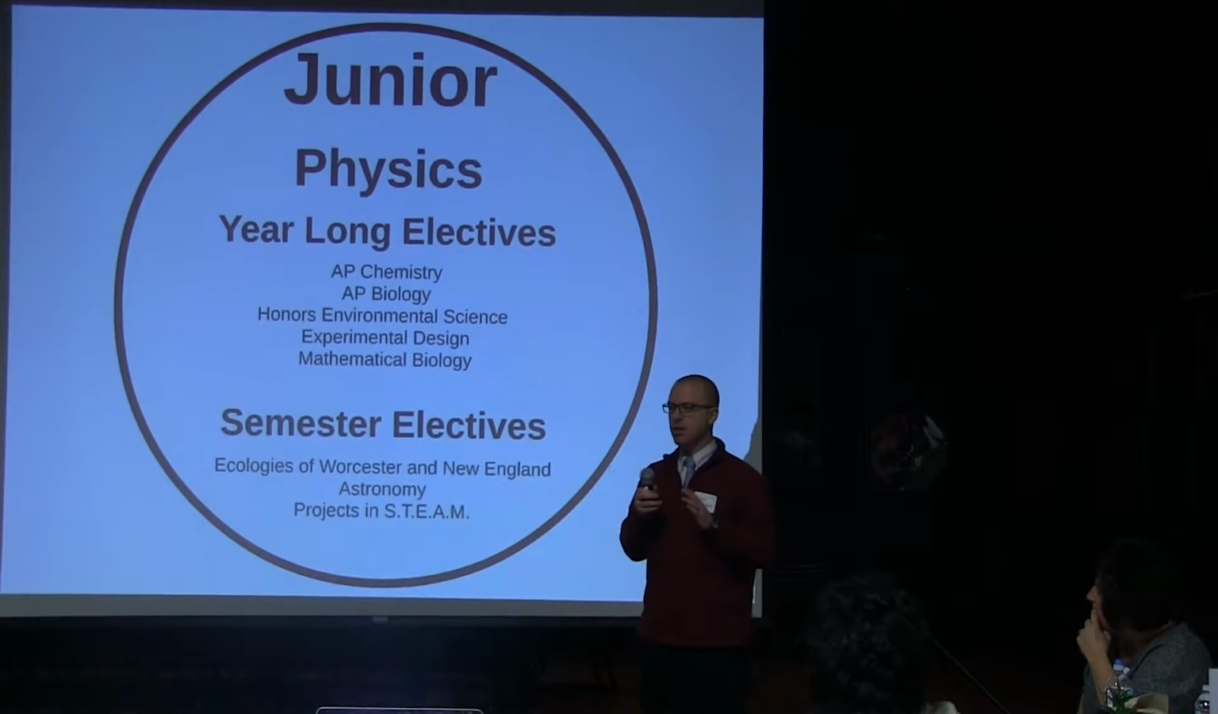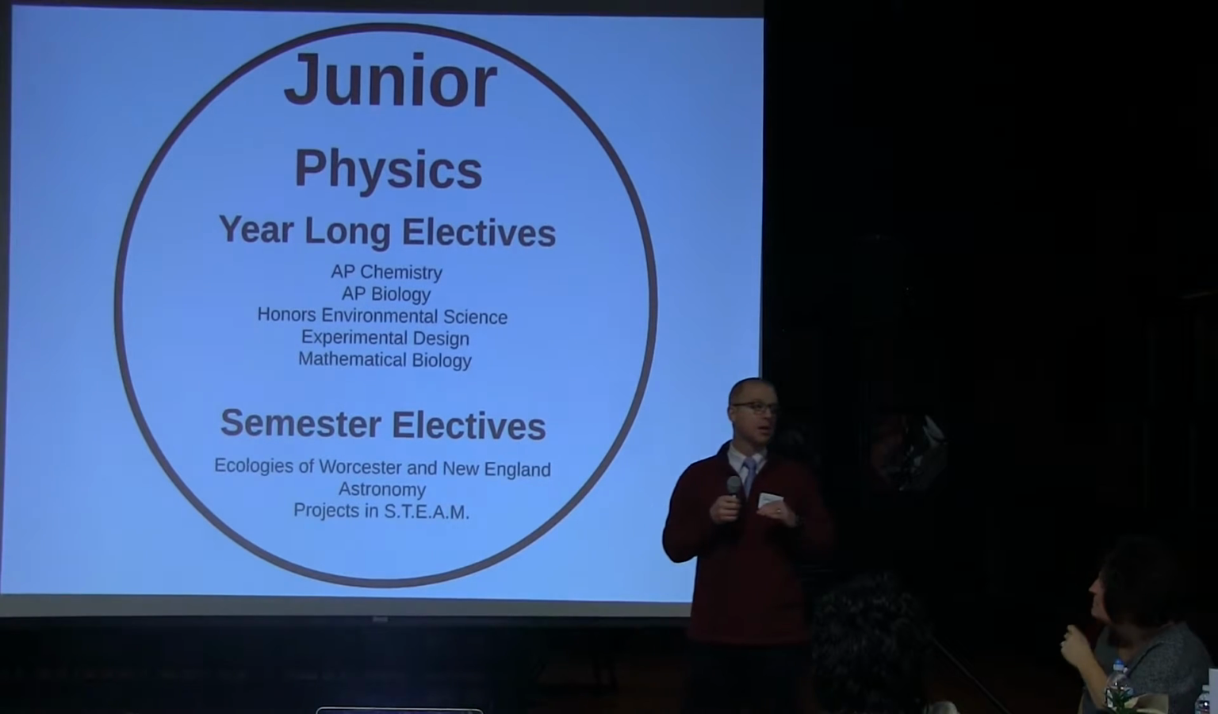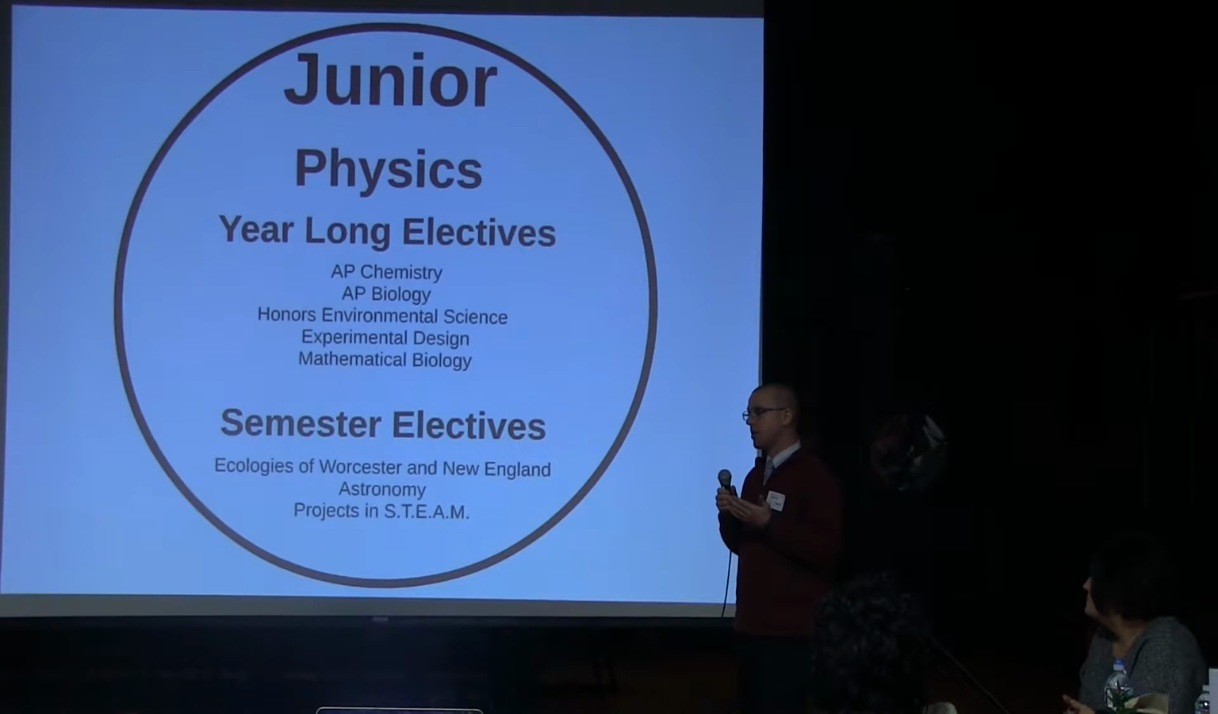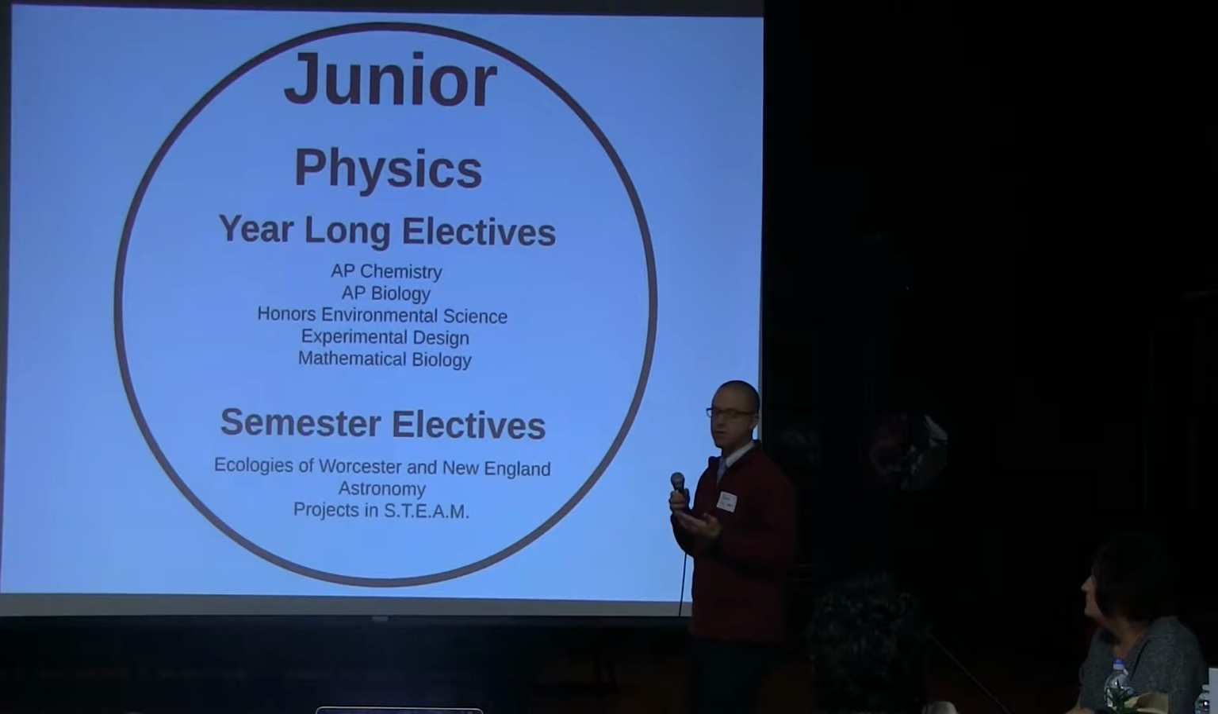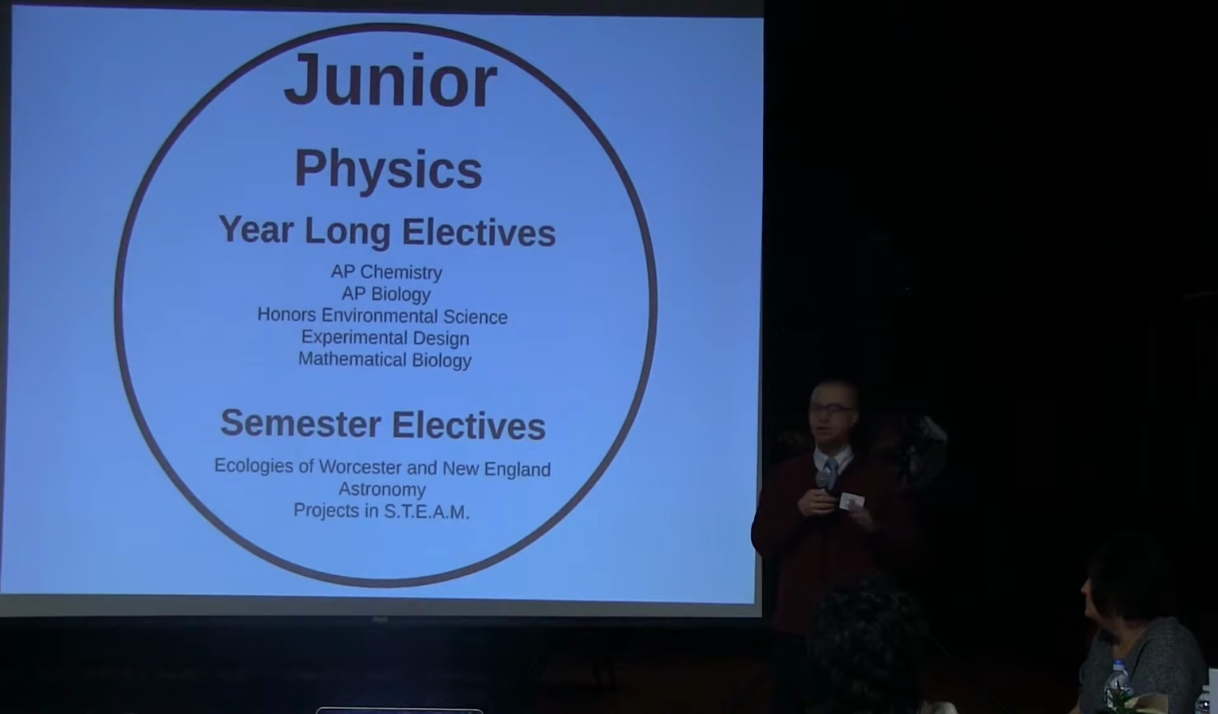So doubling is only recommended for kids who are super strong in science. If you double, then you're dropping a course somewhere else. And you have to figure out with your child where the best place is to drop a course if they want to double in science.